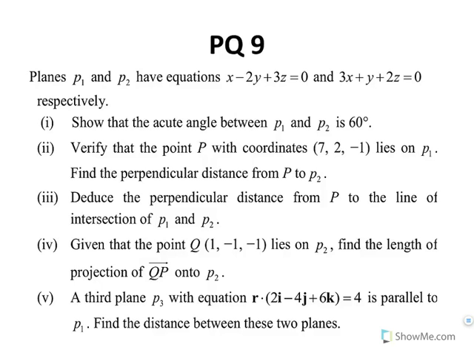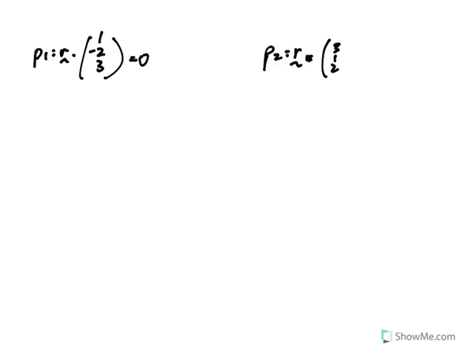Q9. Okay, so part 1 is okay, right? Part 1, where you want to find the acute angle between two planes, all we do is we use the cosine formula. Okay, so for question 9, I recall again. First part, you're given that P1 is r dot (1, -2, 3) equals 0, and P2 is r dot (3, 1, 2) equals 0.